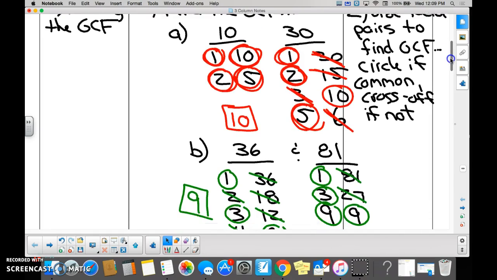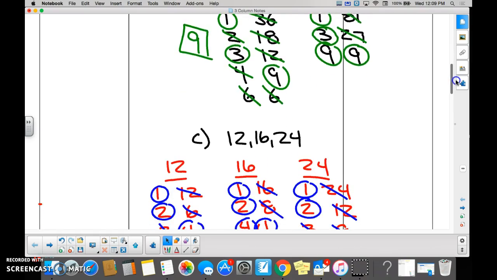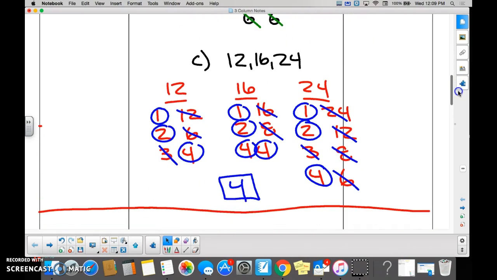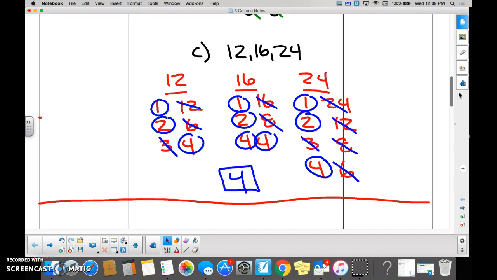So A, B is another example where we circled and we crossed off. C just gives you 3 different numbers in which we're finding the greatest common factor. Remember, if there's 3 numbers, it has to be common in all 3 of them, right? Yeah. If it's common in 2 of them, it doesn't count, right? Okay, so like the number, what was it? The number 6 is common in 12. It's common in 24, but it's not common in 16, so it's not a greatest common factor for those 3 numbers. Okay. Questions?